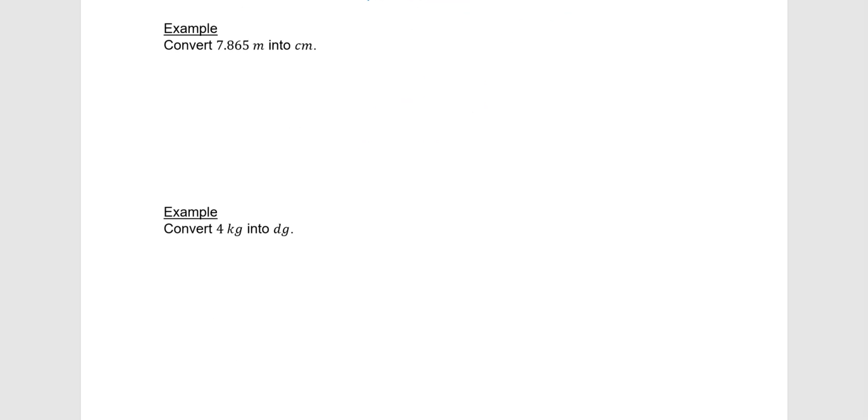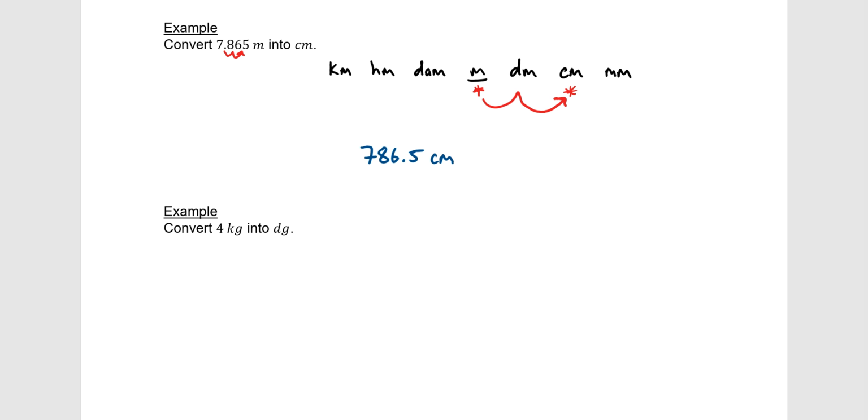Let's convert 7.865 meters into centimeters. So we have our prefixes, and we're starting with meters. So 7.865 meters. We're starting here, and we're trying to end over here at centimeters. So we need to move 1, 2 to the right. So we find the decimal point in the original, we move it 2 to the right, and we get 786.5 centimeters as our answer.